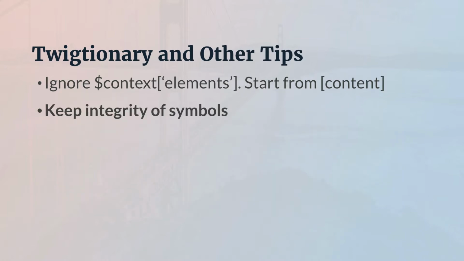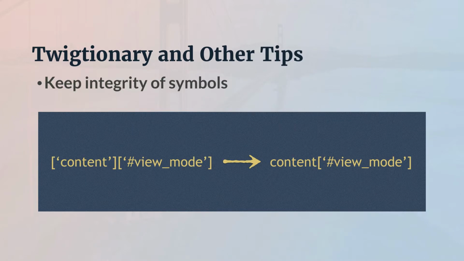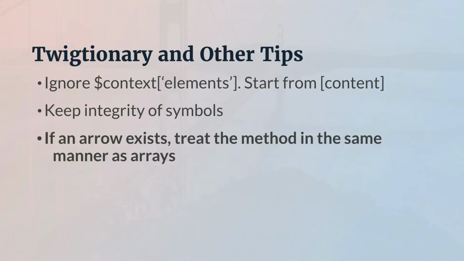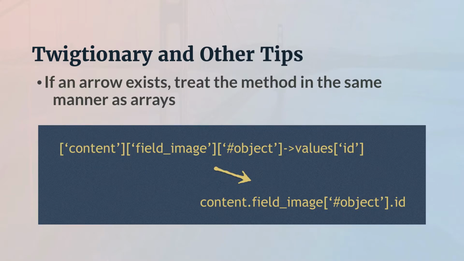Okay, second tip, keep the integrity of any symbols present. So see how there's a pound before the view mode? Just keep that, but strip content of the rest of the symbols. If an arrow exists, treat the method in the same way as arrays. So you can notice how the arrow actually becomes a dot.